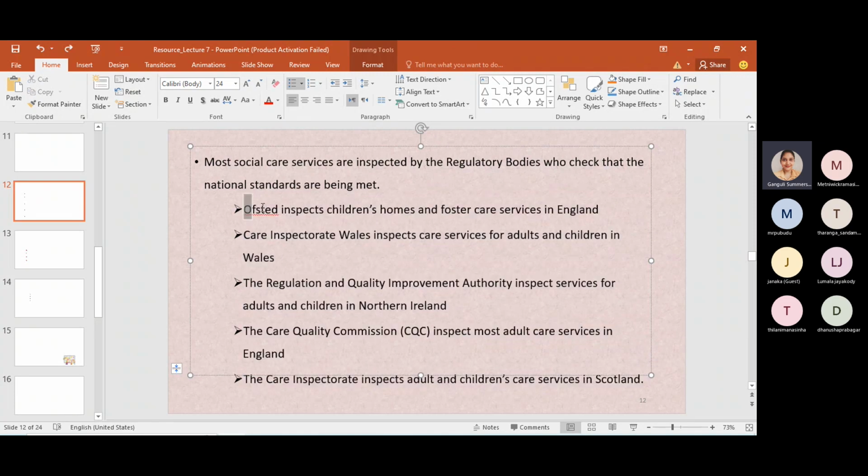Ofsted is one regulator in the UK. They inspect children's homes and foster care services in England.